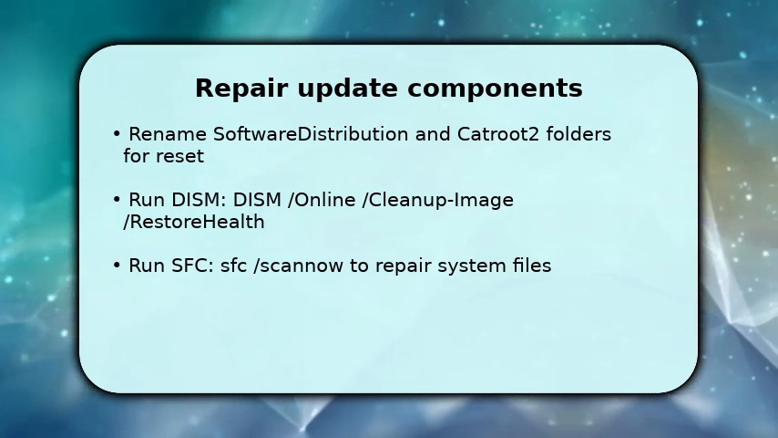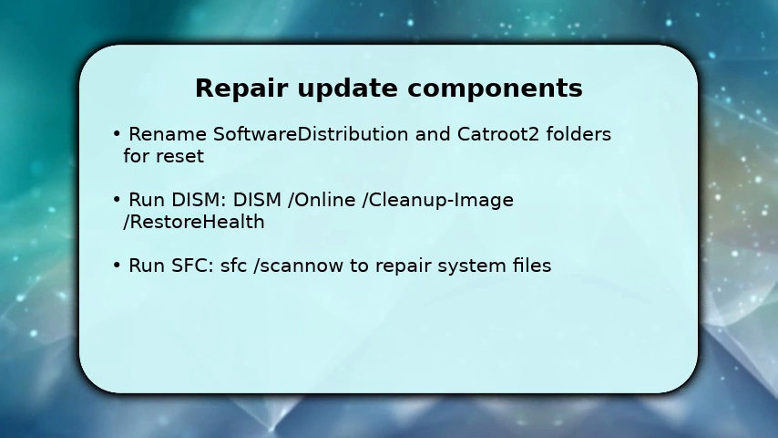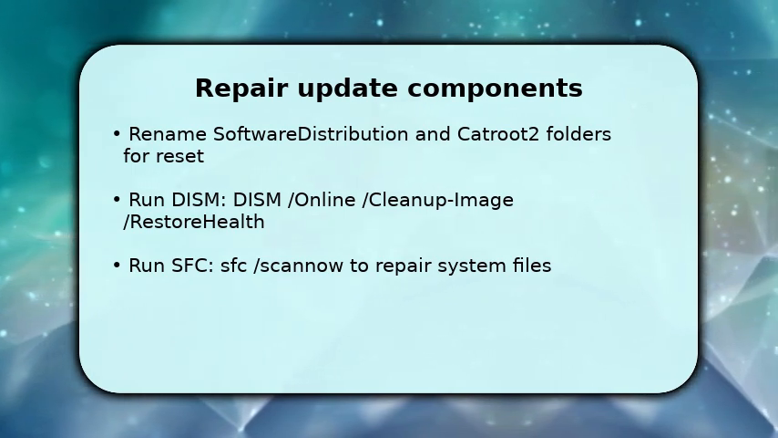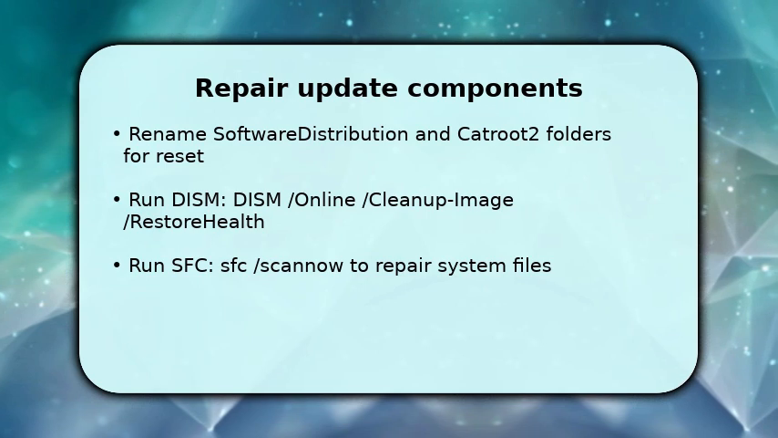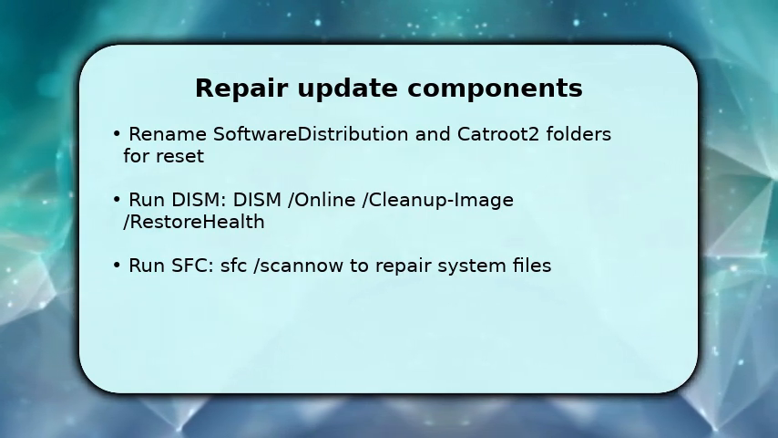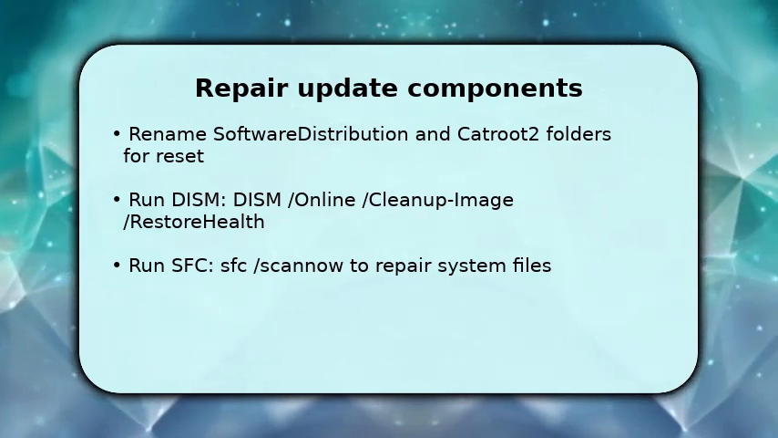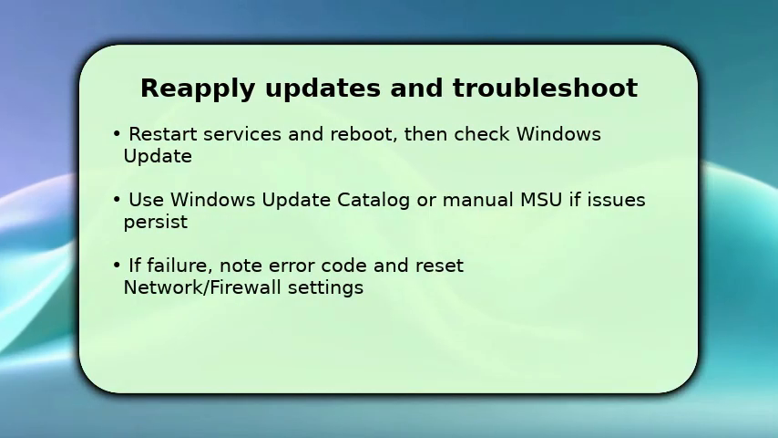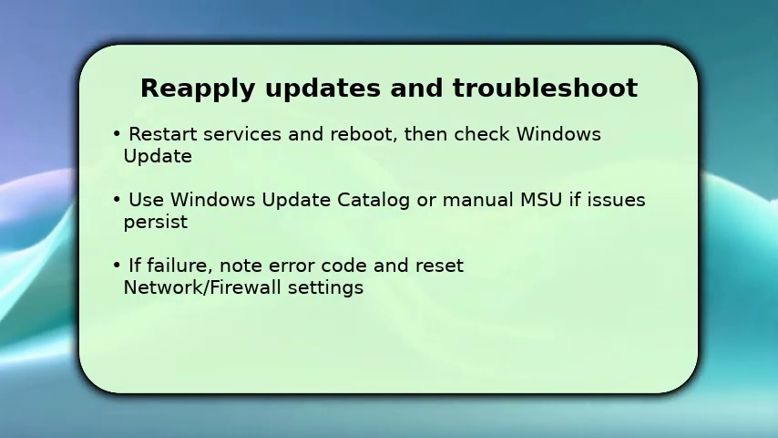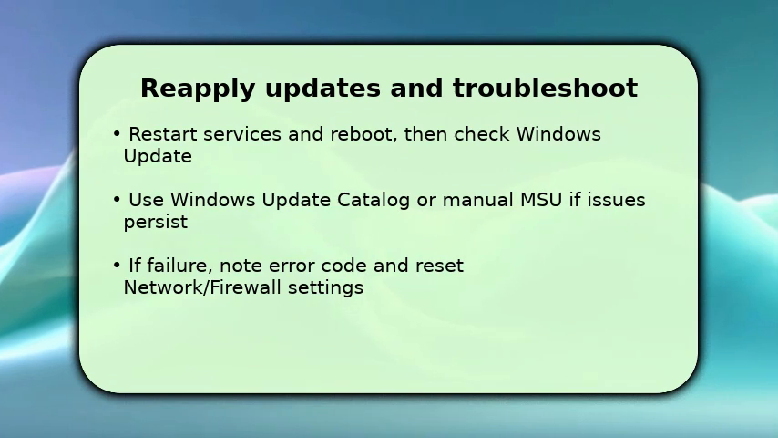After DISM completes, run sfc /scannow to scan and repair protected system files so update installers have correct components. These commands together fix most missing security and quality fixes. Finish by restarting the update services you stopped and reboot the PC so changes take effect.